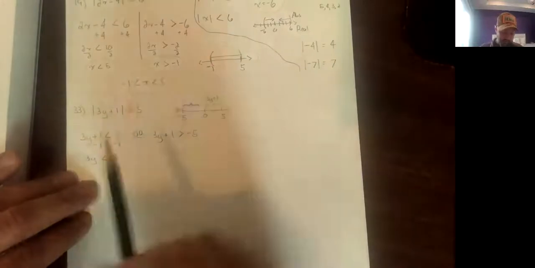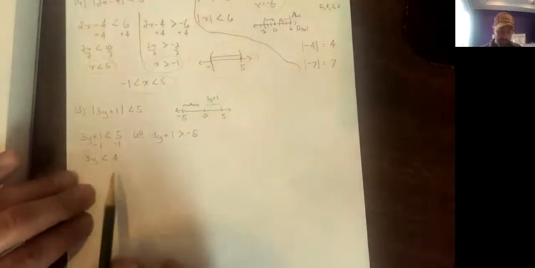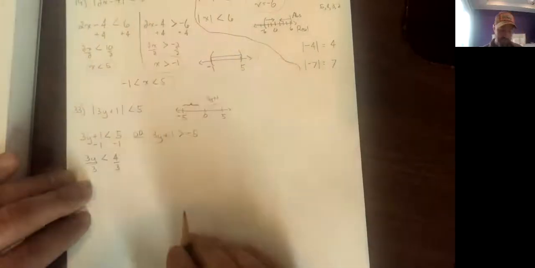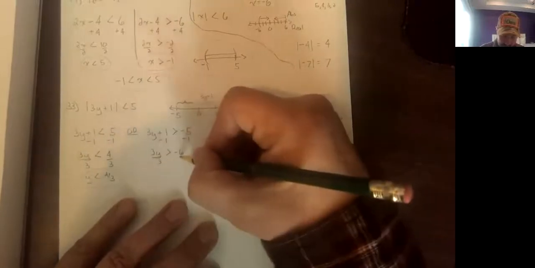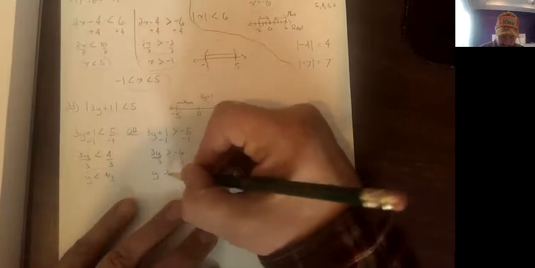So I subtract my 1. I get 3y less than 4, so I divide by 3. So y is less than 4/3. Or over here, I'm going to subtract, so I get 3y is greater than -6, divide by my 3. Y is greater than -2.